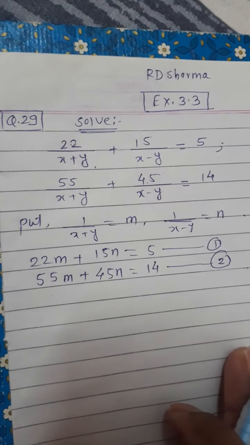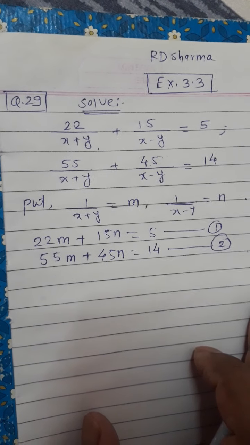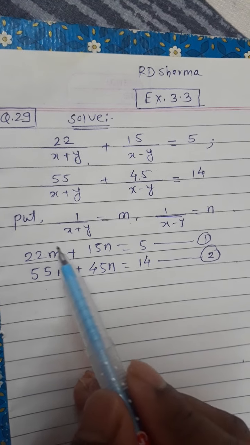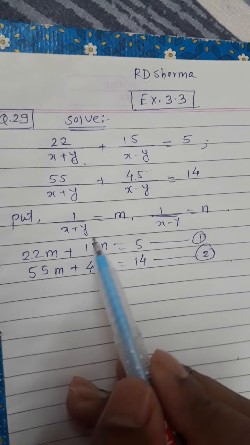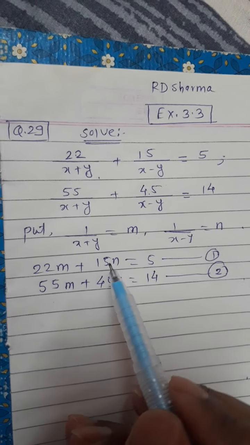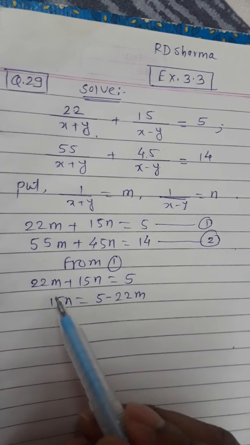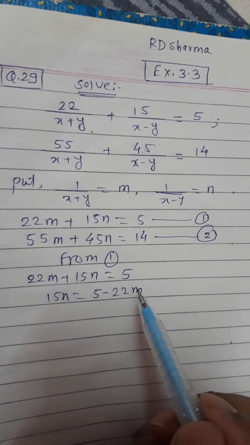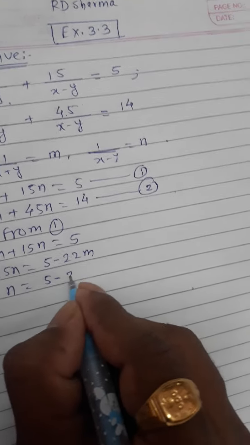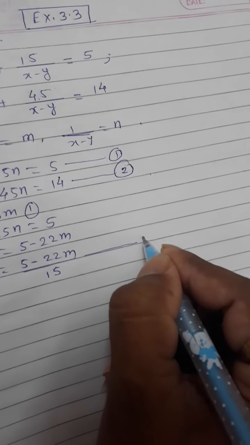So we have to solve these two equations by the substitution method to find the value of any one of the variables. So equation 1 is easy. From equation 1, either find the value of m in terms of n, or find the value of n in terms of m. We can find the value of any one of the variables. So from equation 1, 22m plus 15n equal to 5. So this plus 22m here becomes minus 22m, and n is equal to 5 minus 22m divided by 15. Right, this is equation number 3.